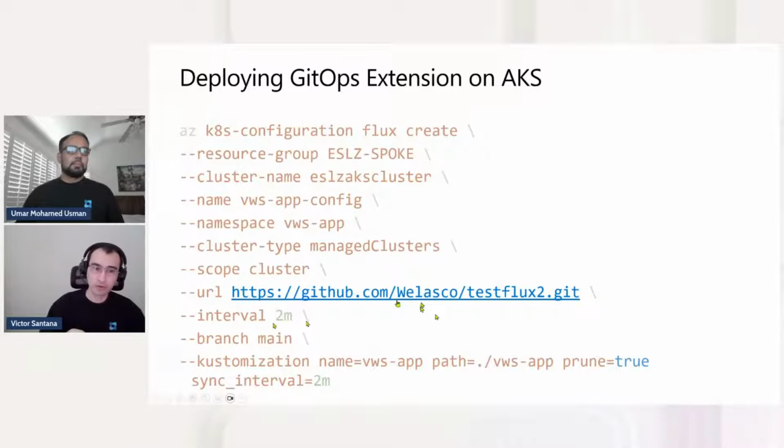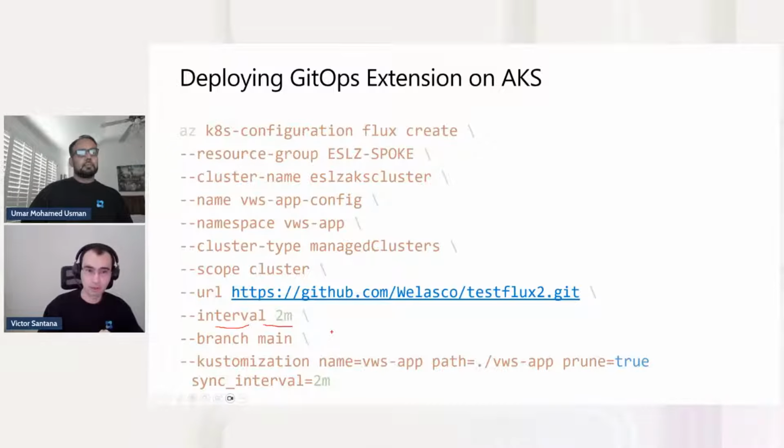Then you can define an interval. The interval is how often you would like the reconciliation to happen. As Umar mentioned, the reconciliation keeps going. The operator from Flux keeps going to GitHub to see if there is any change. If there is a change, that change will be reapplied to the cluster. The reconciliation interval by default, I believe, is 10 minutes. Here, for demo purposes, we are setting it to 2 to make it a little more frequent and faster, so we can show in the demo the benefits and how that works behind the scenes.